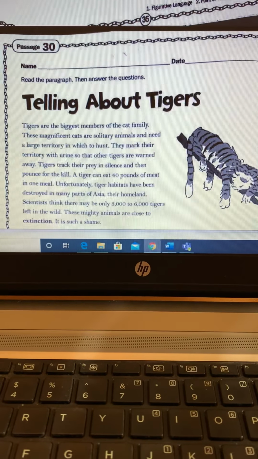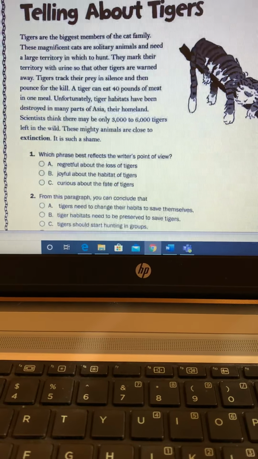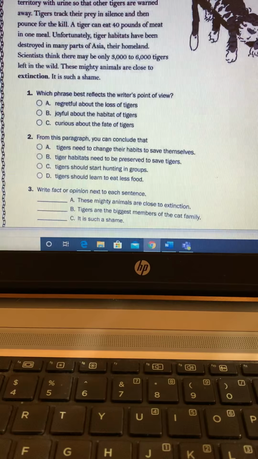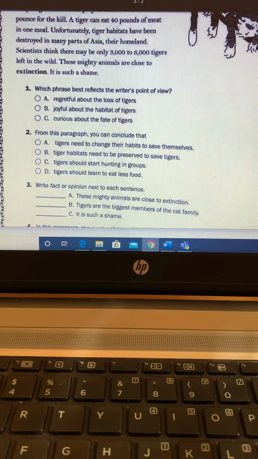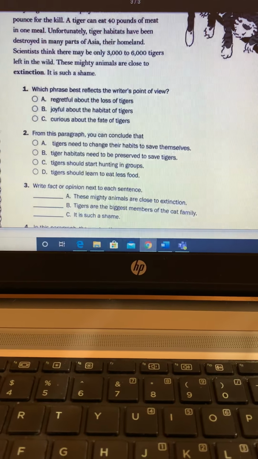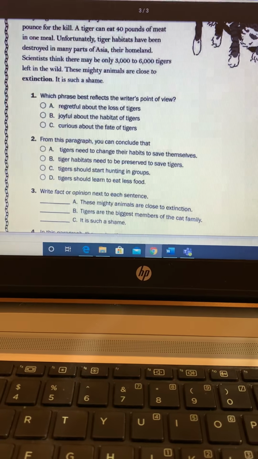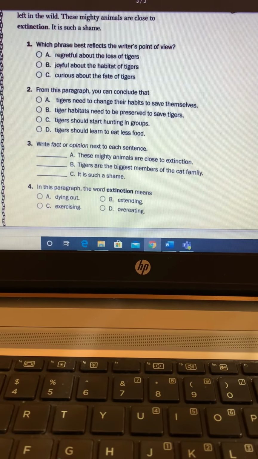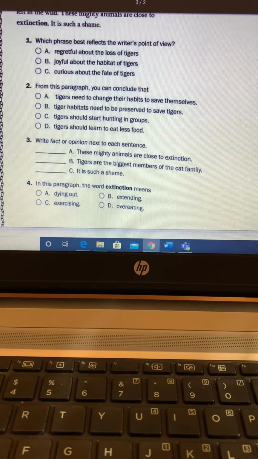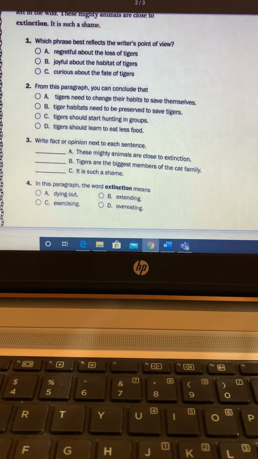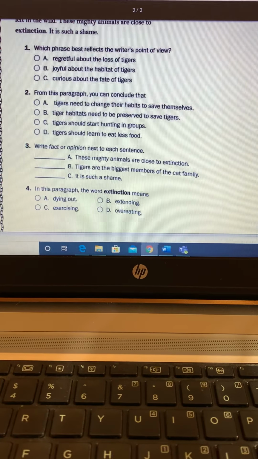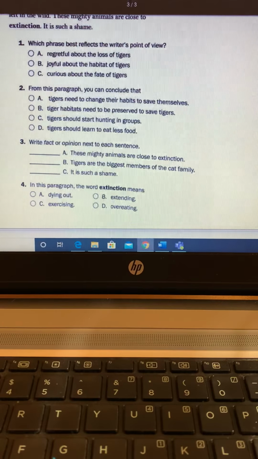All right, the last reading is Telling About Tigers. Again, we see another question about the writer's point of view. Number 2 says, from this paragraph, you can conclude that. So after reading the paragraph, what can you decide is true? What kind of conclusion can you make? Number 3 is about fact and opinion. And then 4 has to do with context clues. So you're going to want to go back, if you don't know what the word means, and look for words and phrases around that word to come up with the meaning. All right, so that's what you're going to do for that.